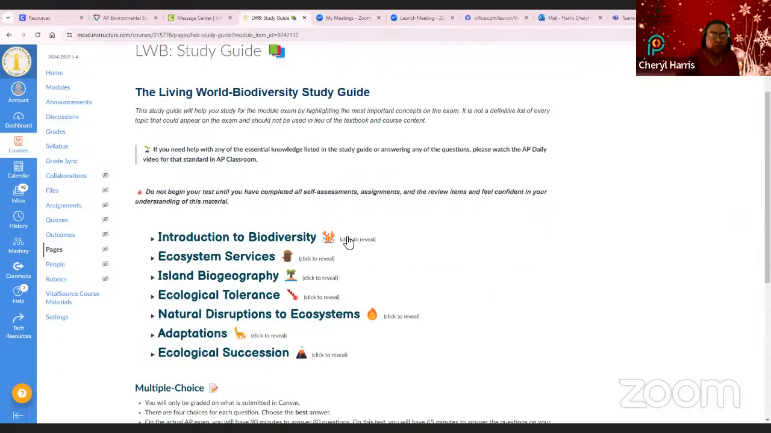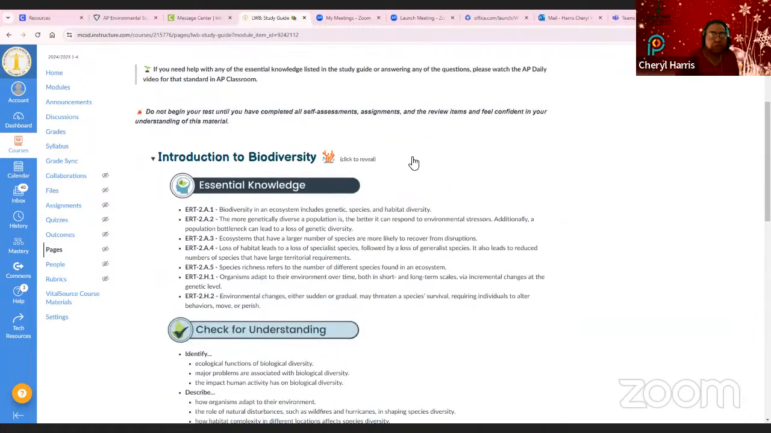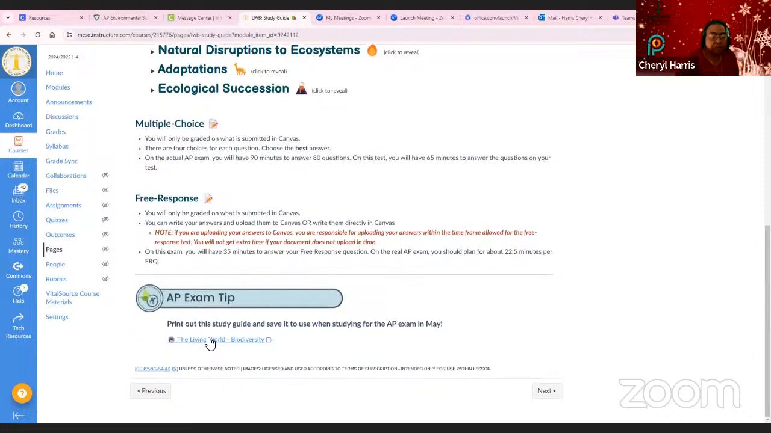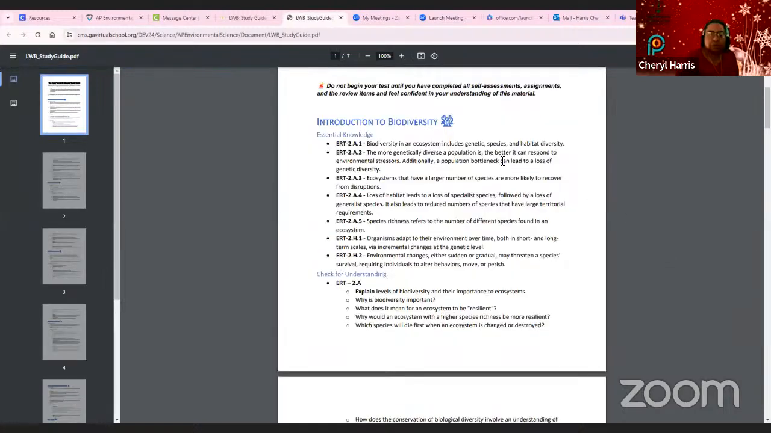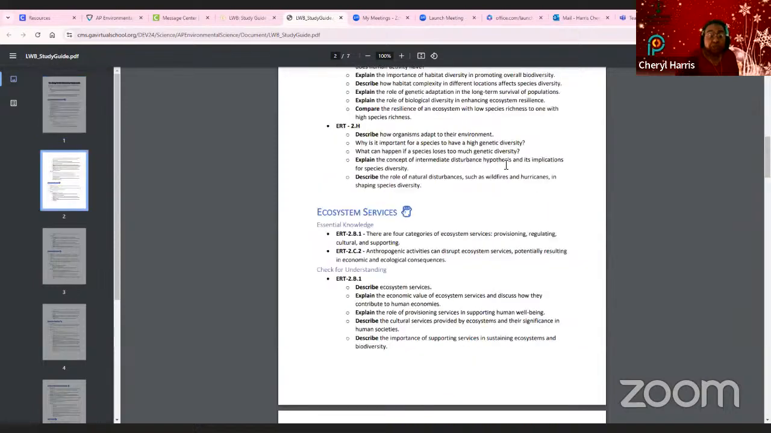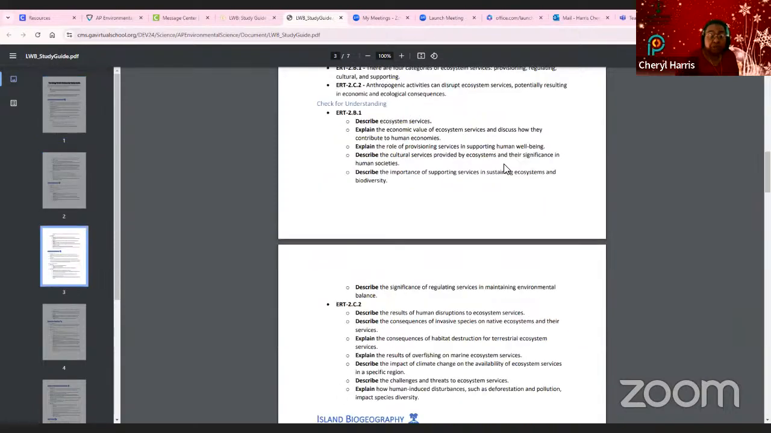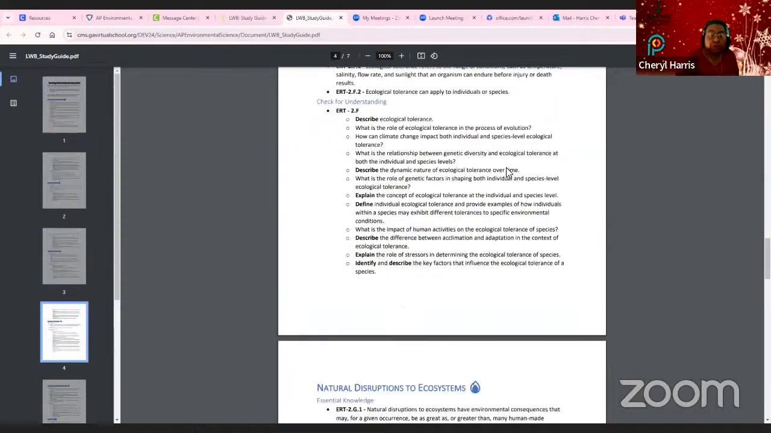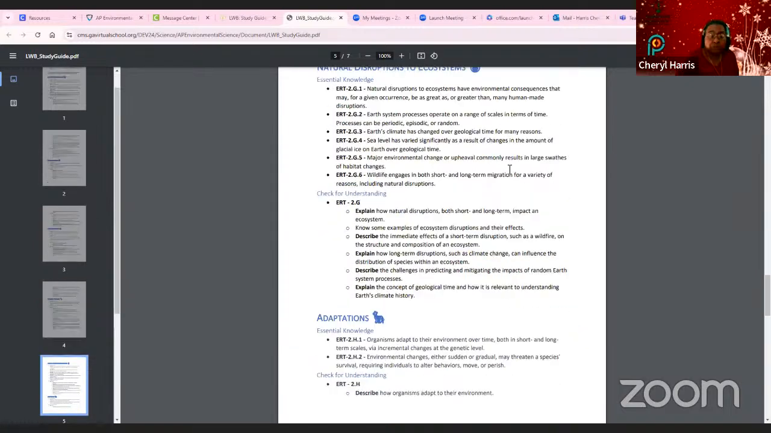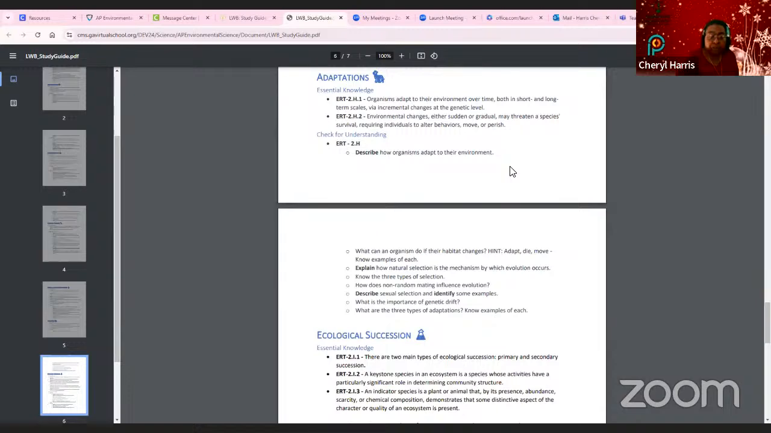And they have listed all of the topics. So you can actually click on each individual topic, but there's also a study guide down here. If you click on the bottom study guide, you actually get a downloadable copy of all of those things. And as you can see, there's a lot of topics that were covered in this particular unit. So I want you to let me know if you can open this and we'll start talking about it.